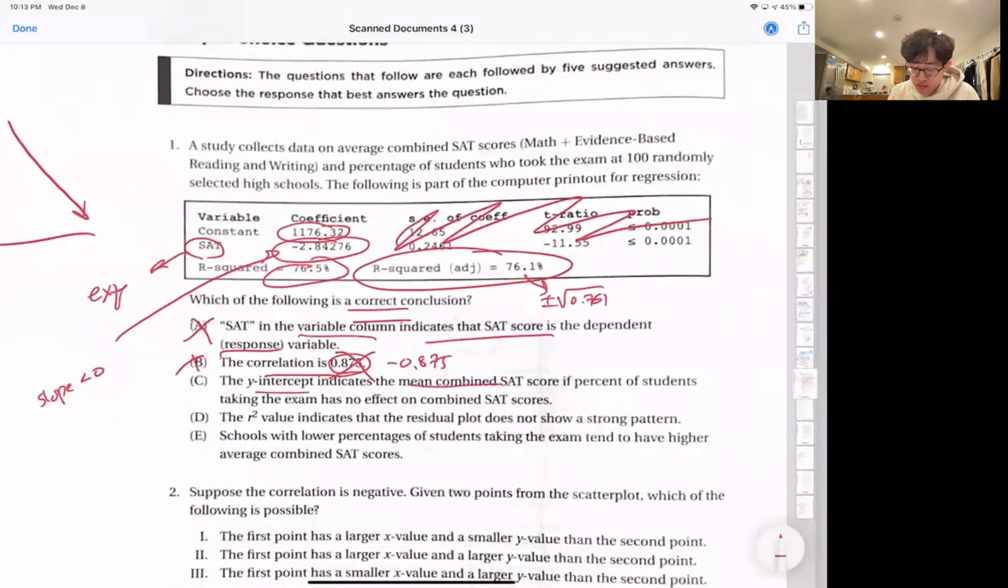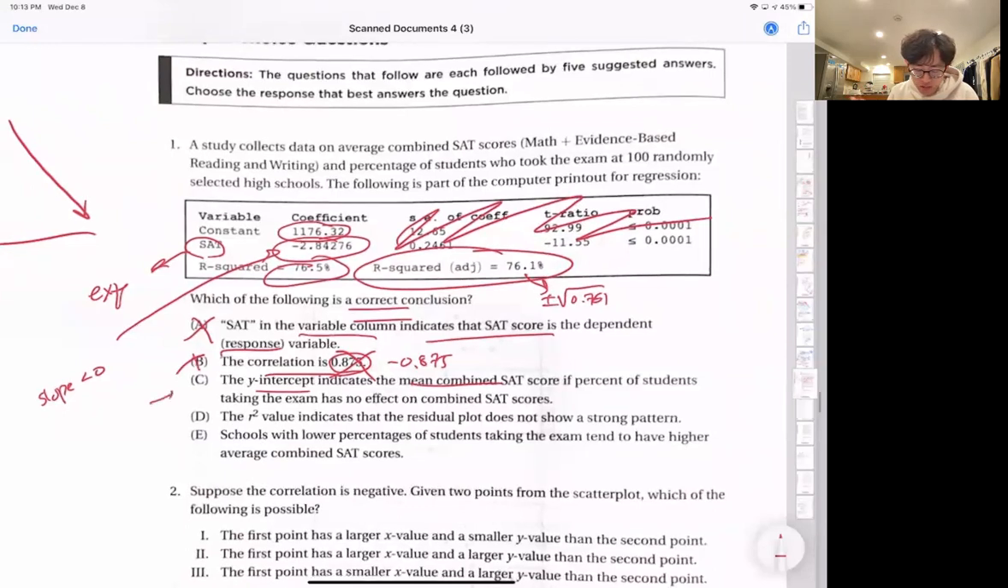The y-intercept indicates the mean combined SAT scores had a percent of taking the exam. Okay, so this one, y-intercept indicates that the mean combined SAT score, if percent of students taking the exam, has no effect on combined SAT scores. I really don't know what this is talking about, so I'm just going to leave it on the side. The R-squared value indicates that the residual plot does not show a strong pattern. R-squared value has nothing to do with that. It just shows the variations. It does not show a strong pattern. We can never expect that to happen unless we actually get the residual plot itself.